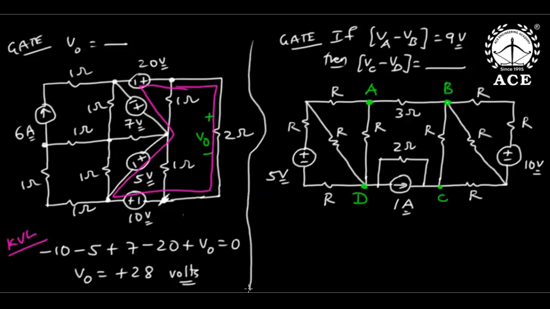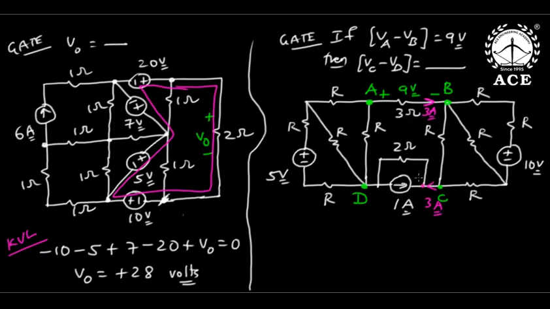Now see, here again, if VA minus VB is 9 volts, then VC minus VD. Though he did not give R, not necessary, because if you observe carefully, this 9 volts across 3, this is clearly 3 amperes. 9 by 3 is 3. Now 3 will enter and 3 will come out.